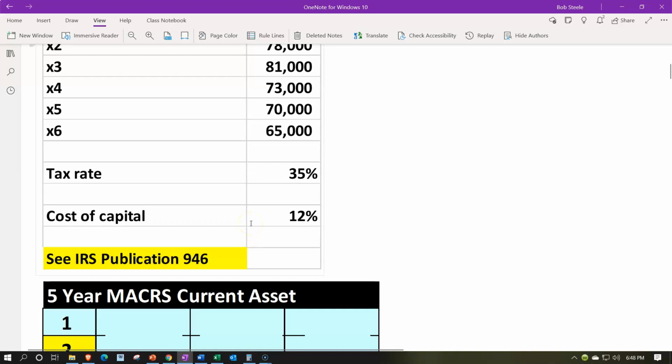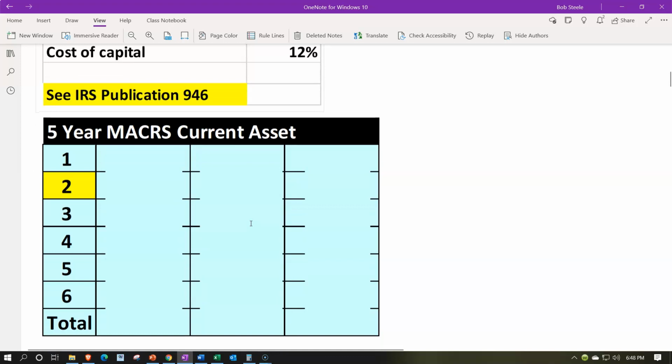Cost of capital, which we're going to use, once we get this down to a cash basis, for our net present value calculation. So let's take a look at this problem.